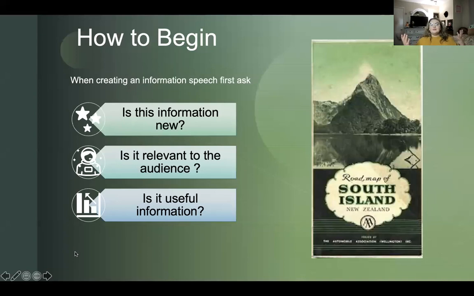So, how do you begin writing this informative speech? What I want you to think about is a pamphlet that you would find at the doctor's office or the DMV or AAA. You have a roadmap of sorts, right? And on the first page, you're going to see a little insight into what's happening. You want to think about that in the same way that you go about your informative speeches. You're always going to want to start by first asking yourself, is the information new? Is the information relevant to the audience? And is the information actually useful?